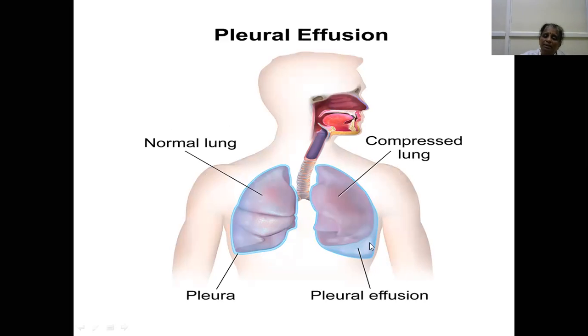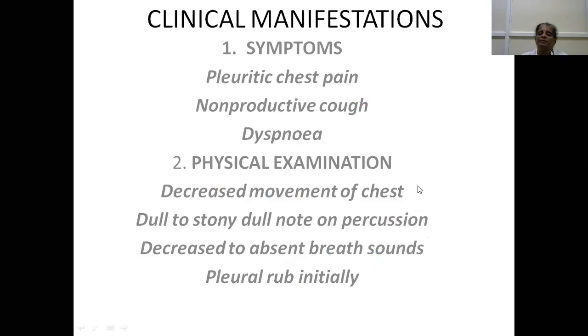Once this space is completely filled up, the fluid may cause a slow compression of the lower part of the lung. The alveoli will collapse slowly, and thus as the accumulation occurs, the lung will slowly collapse because of the compression. So what are the symptoms of pleural effusion?